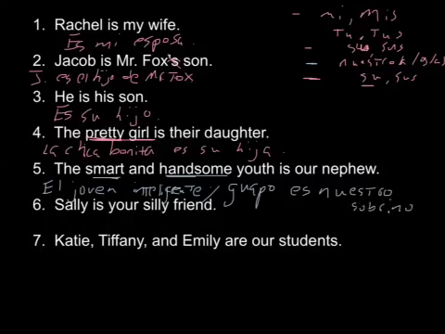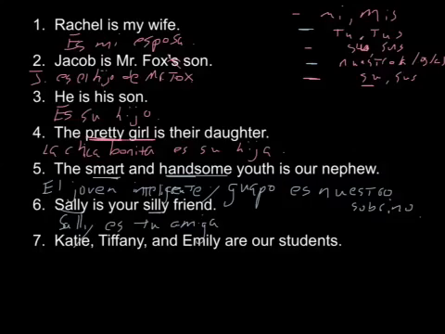Number 6, Sally is your silly friend. So Sally, she's feminine. Silly, that's tonto. But Sally is a girl, so we're going to say tonta. And then whose friend is it? It's the friend of you. So we're going to say tú or tus unless we're talking to somebody that we want to show respect to. So we're going to say Sally es tu amiga. Don't forget that she's a girl.